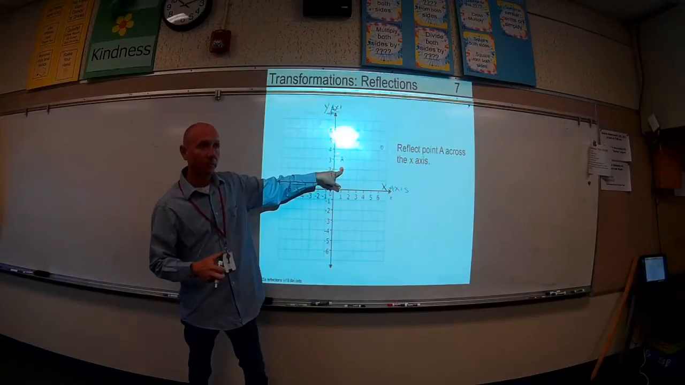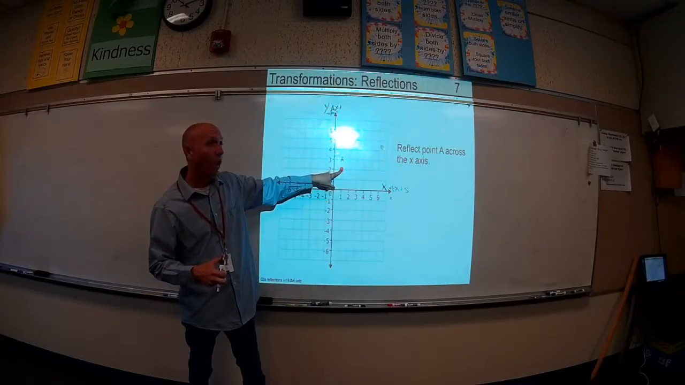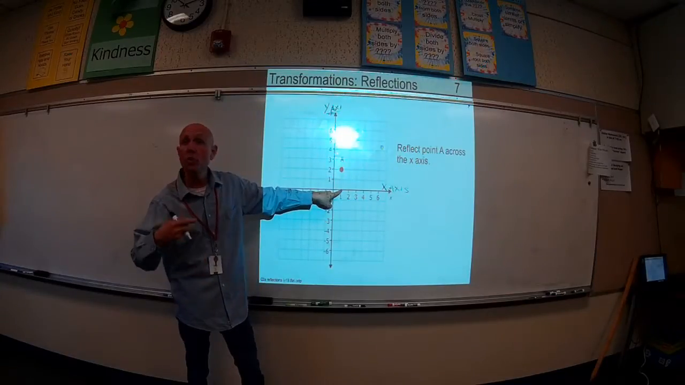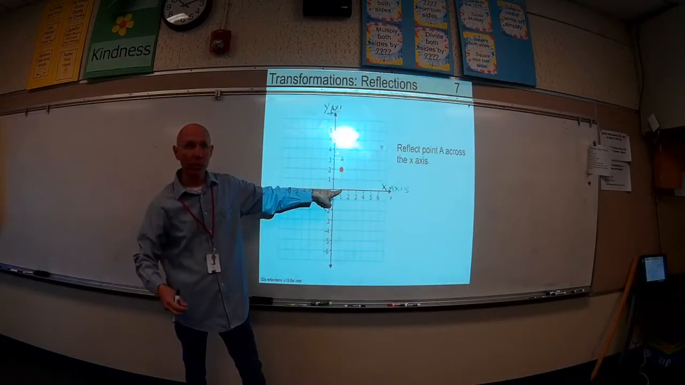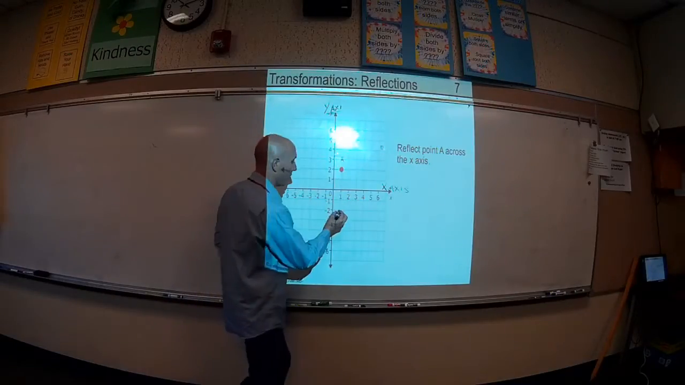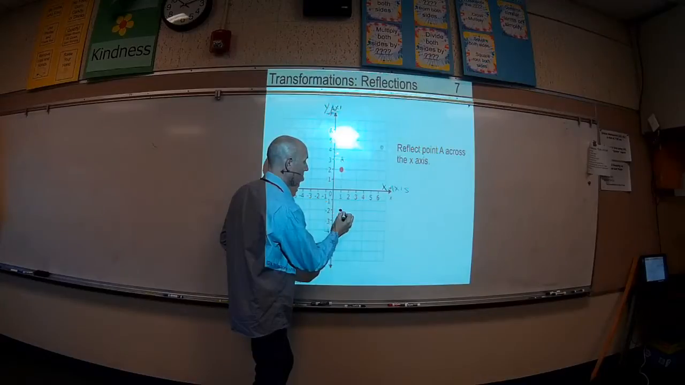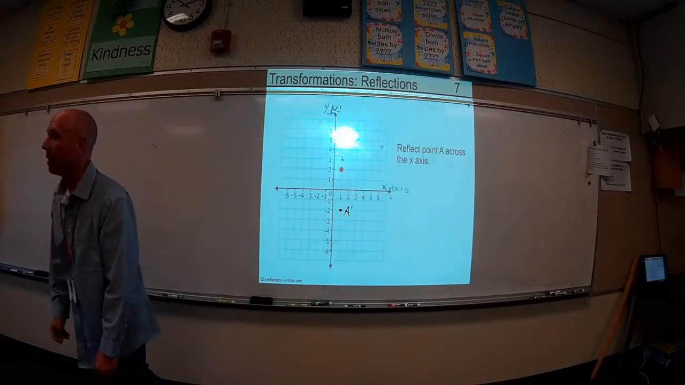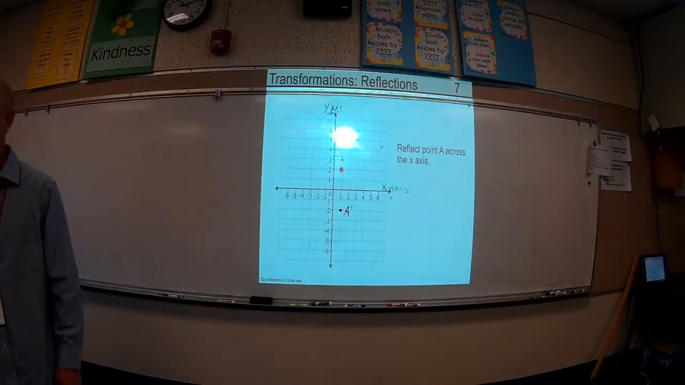Here's point A for Alice. I walk to the mirror. How many steps? 1, 2 steps to the mirror, and now I walk through the mirror. How many steps through it? 2 steps through the mirror. 1, 2, and I'm right there. And that is A prime. And you just did your first reflection.